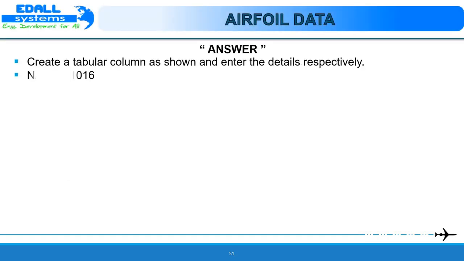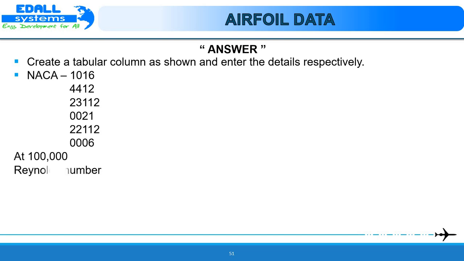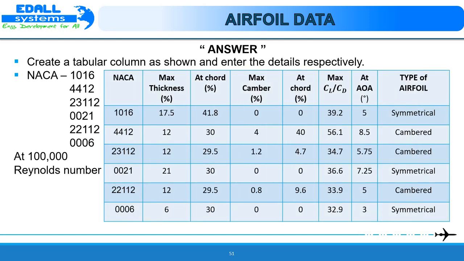Now the answer to the exercise. To create a tabular column, I hope you all would have worked on it, and this is your answer. So NACA 1016 has a maximum thickness of 17.5% located at 41.8% of the chord. The maximum camber is 0 and maximum CL by CD is 39.2 at an angle of attack of 5 degrees. So the type of airfoil is symmetrical because there is no camber present.